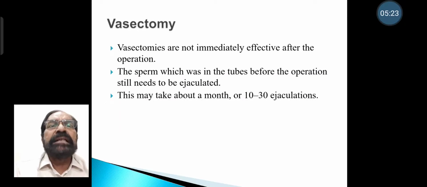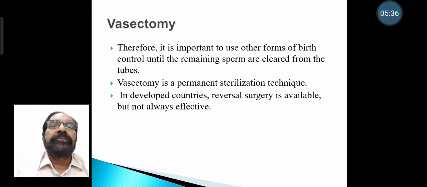Vasectomies are not immediately effective after the operation. The sperm which were in the tubes before the operation still need to be ejaculated. This may take about a month or 10 to 30 ejaculations. Therefore, it is important to use other forms of birth control until the remaining sperm are cleared from the tubes.